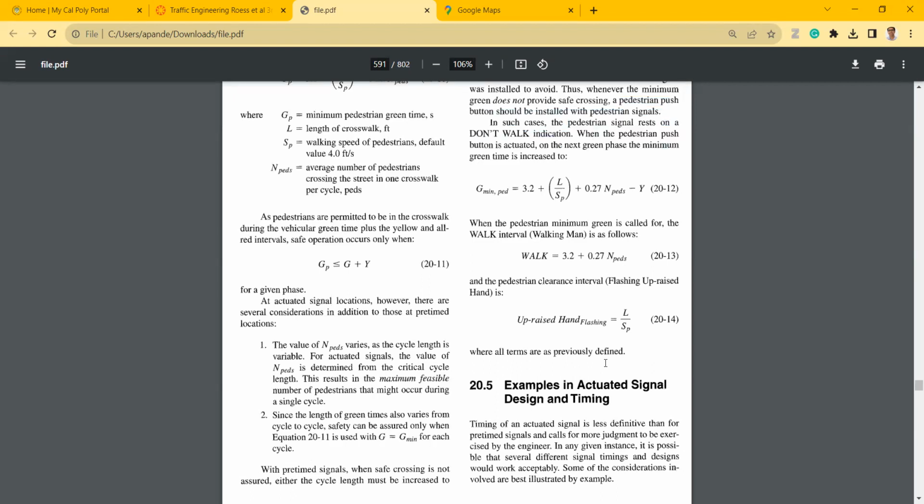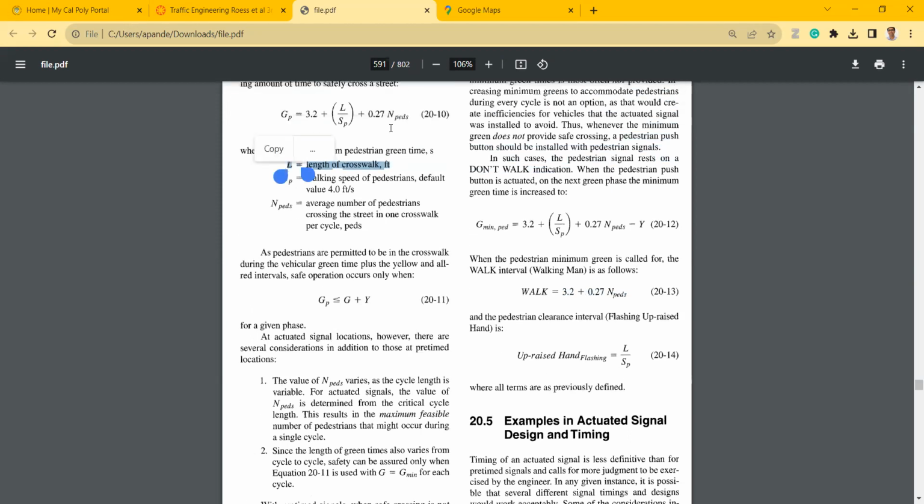When the pedestrian minimum green time is called for, the walk signal is 3.2 plus 0.27 NPEDs, and your flashing yellow arrow is there over L over SP time. So this time, the L over SP, again, they use another different L here. L is the length of crosswalk now. So they use 3 different values that they denote with capital L.